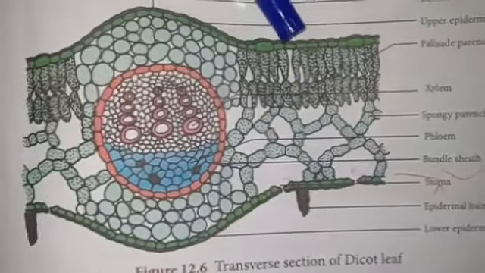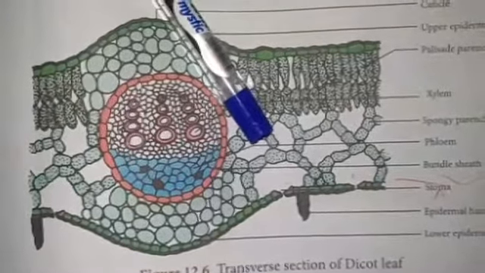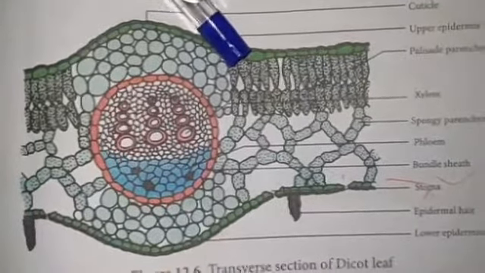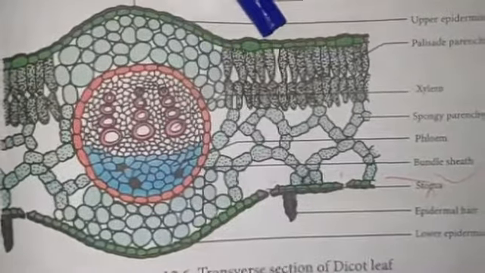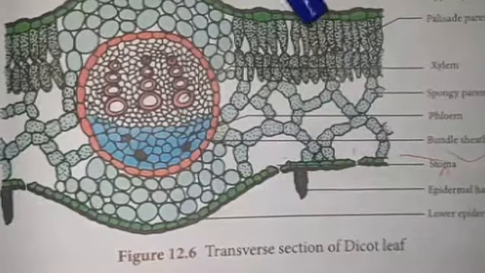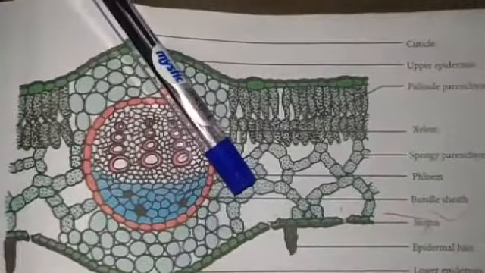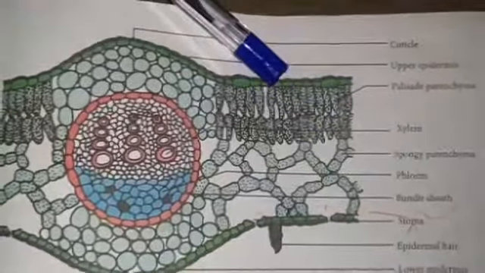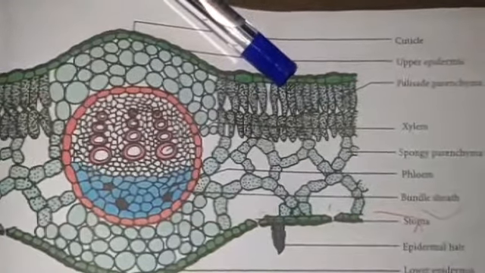The palisade parenchyma is seen beneath the upper epidermis. Below the palisade parenchyma, the spongy parenchyma is present. The palisade parenchyma is made up of vertically elongated cylindrical cells, one or more layers thick. These cells are compactly arranged without any intercellular spaces. The palisade parenchyma possesses numerous chloroplasts compared to the spongy parenchyma. Its function is photosynthesis because of the presence of chloroplasts.